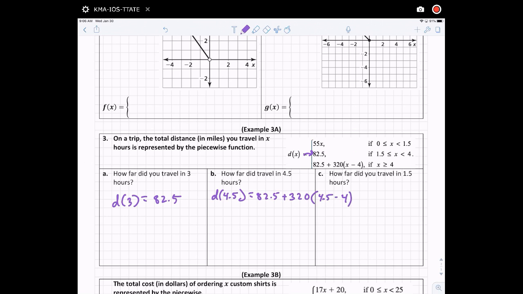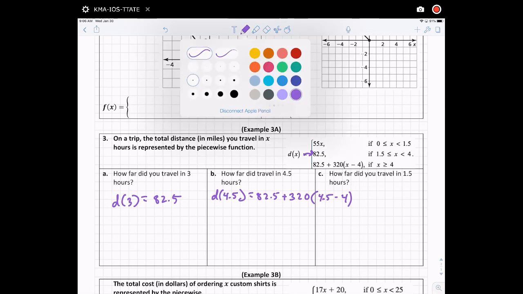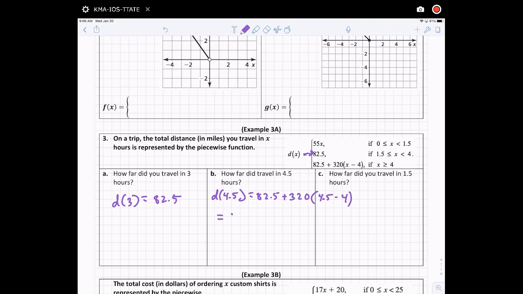Alright, and then I solve. What's the first thing in order of operations? I need to simplify before I do anything. Parentheses. Do I have anything parentheses-wise that I could do? Yeah, I have a 4.5 minus 4. So let me move this over here. 82.5 plus 320. 4.5 minus 4 is 0.5.